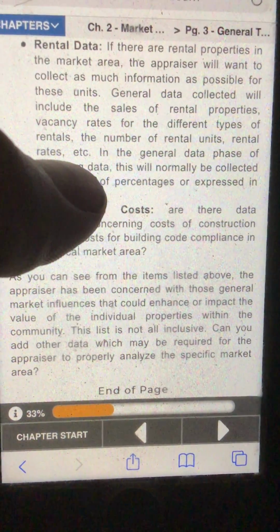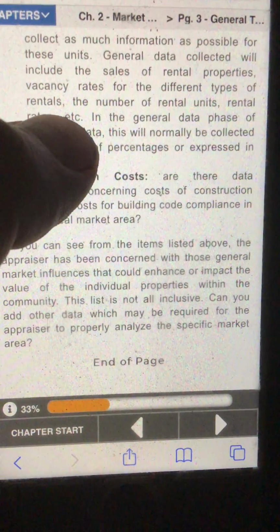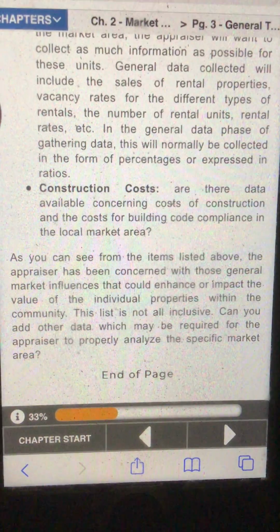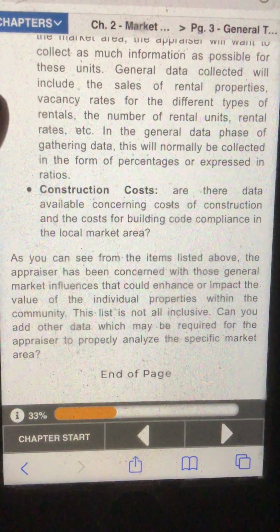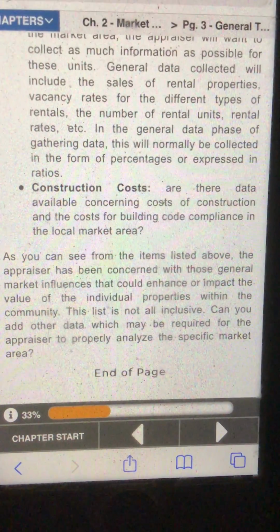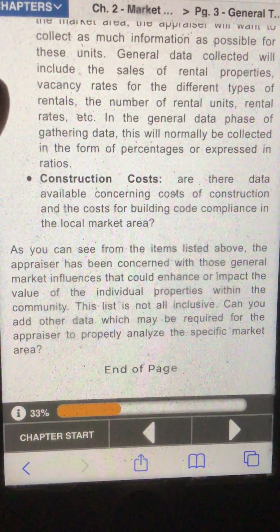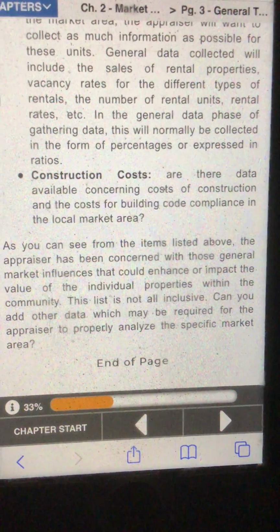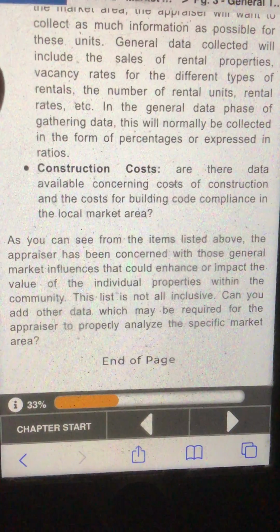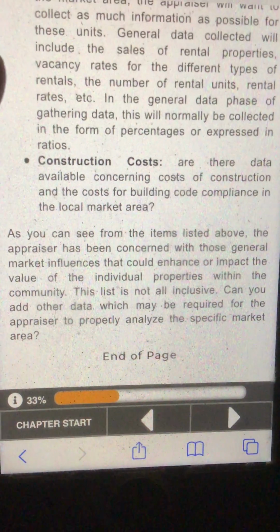Rental data. If there are rental properties in the market area, the appraiser will want to collect as much information as possible for these units. General data collected will include the sales of rental properties, vacancy rates for the different types of rentals, the number of rental units, rental rates, etc., in the general data phase of gathering data. This will normally be collected in the form of percentages or expressed in ratios.